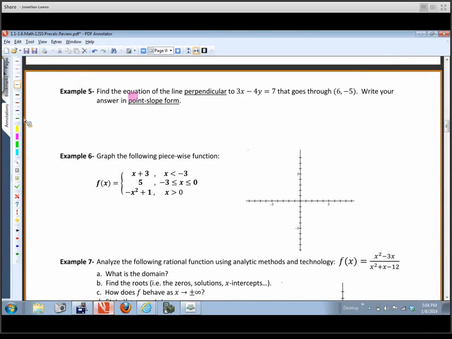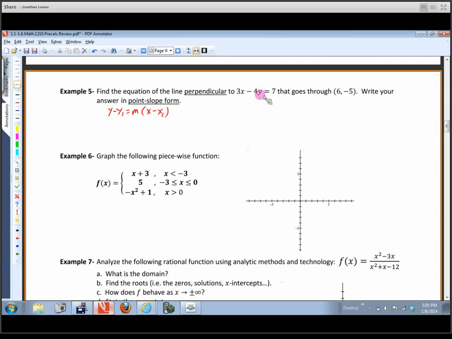So this one says, find an equation of the line that's perpendicular to this line that goes through this point right here, and write your answer in point-slope form. Well, the first thing we ought to know is, what is point-slope form? Well, that's this form right here, y minus y1 equals m(x minus x1). That's point-slope form, and it's very useful, and we'll use it all the time in calculus, so make sure you know that one. In order to find a line that's perpendicular, we've got to remember a couple of facts.